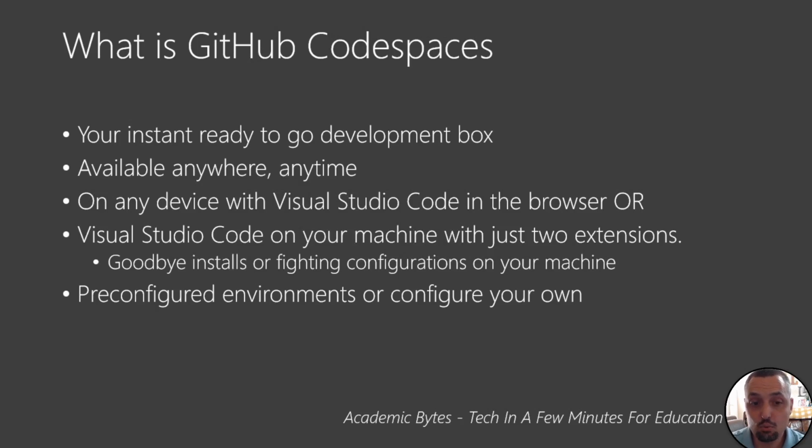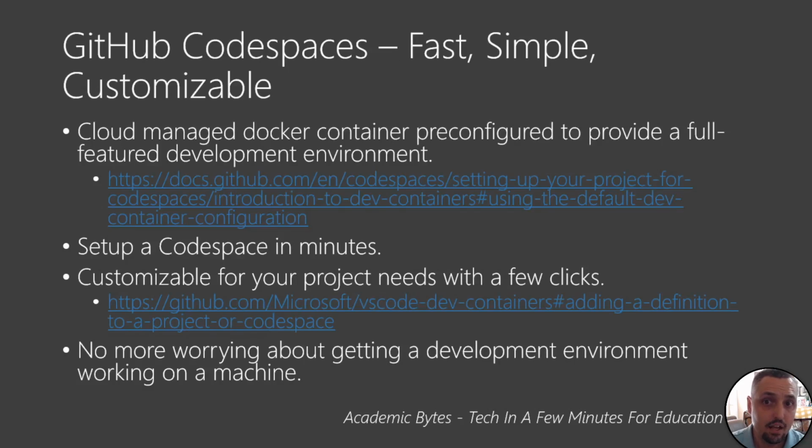Now, the preferred experience will probably be Visual Studio Code on your machine, and it'll just require two extensions, Remote Containers and GitHub Codespaces. Goodbye installs and fighting configurations on your machine. It's fast and simple and customizable. So with just a few clicks, you can get a container up and going. And with just a few more clicks, you can customize that container to your needs. Again, goodbye having to configure your local environment for it.